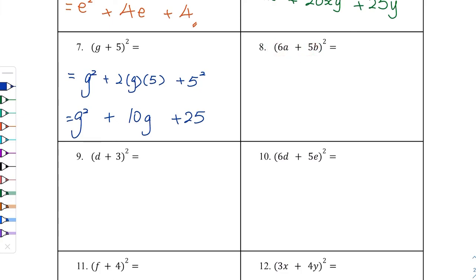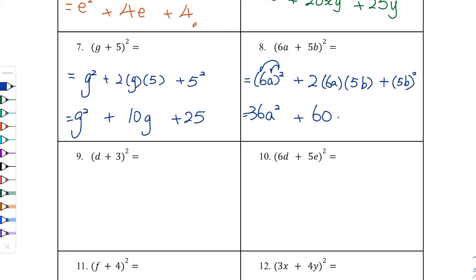So how about here? It's different things. So a square plus 2ab plus b square. This whole thing is a, this whole thing is b, not just the letters. So this square goes here and also goes here. When it goes to the 6, it becomes 6 square. 6 square means 36. And then 2 times 6 times 5, it becomes 60. Yay. And then 5 square means 5 times 5, which is 25b square.